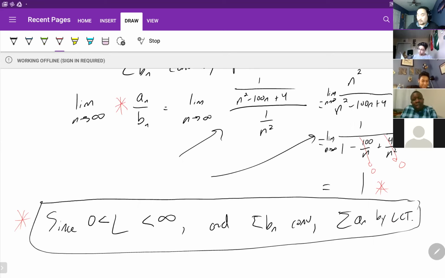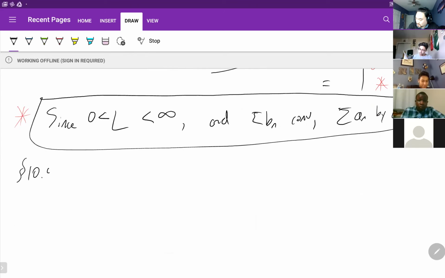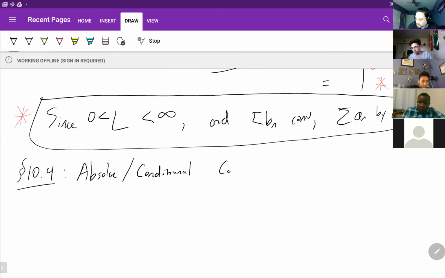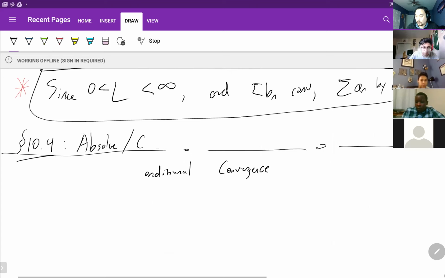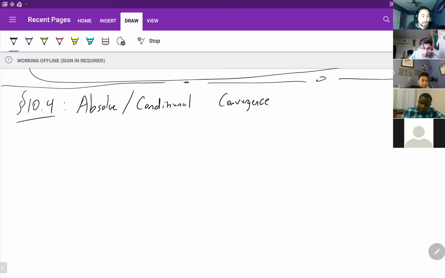Okay. We are moving on to 10.4. 10.4 talks about absolute and conditional convergence. It sounds a lot worse than it is. I promise you. When I learned absolute and conditional convergence, it took me a while to understand it because no one ever told me what it really is, and I was just like, oh, that's easy, right? So absolute and conditional convergence.